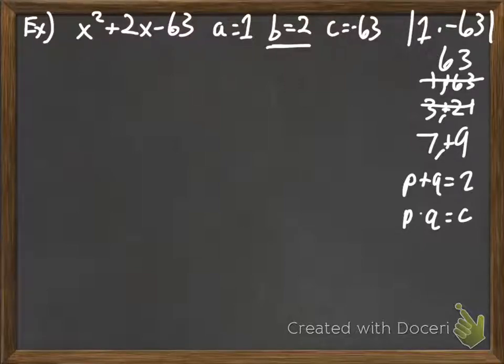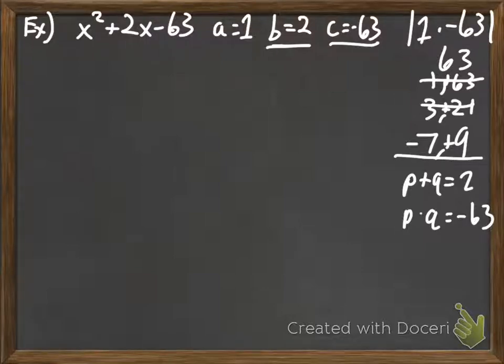Well, it is. If we try 7 plus 9, that won't work. But if we do negative 7 plus 9, that'll give us 2. And just to check, is negative 7 multiplied by 9 negative 63? If you check that in the calculator, you'll see that it is. So we get our c. So we know that these are the numbers we're going to work with.